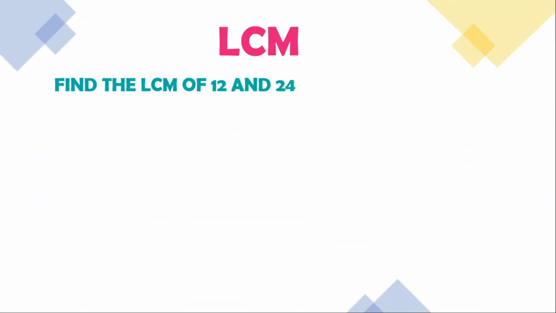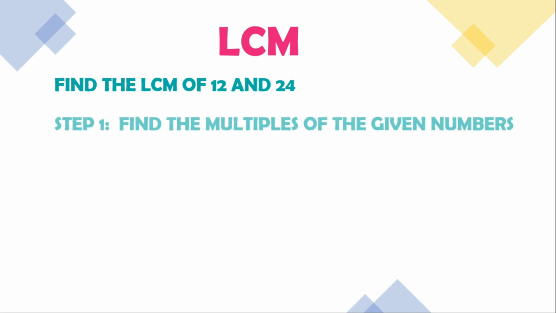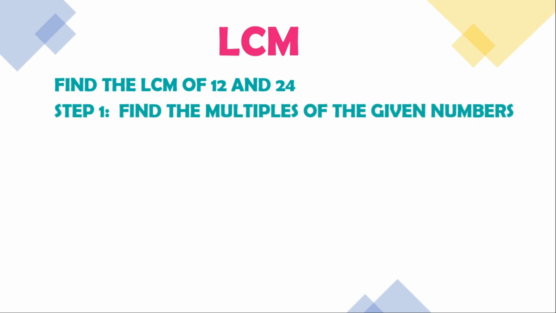LCM. LCM stands for lowest common multiple. Now let us find the LCM of 12 and 24. Okay, so step 1, we have to find the multiples of the given numbers. So the numbers which we have taken are 12 and 24. So we have to find the multiples of them.